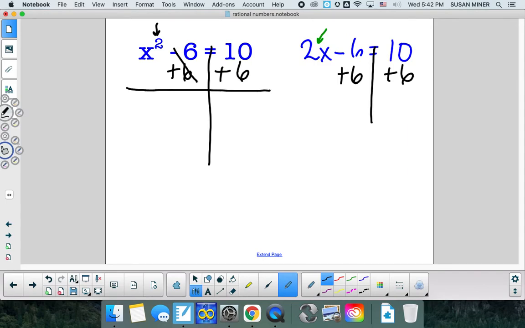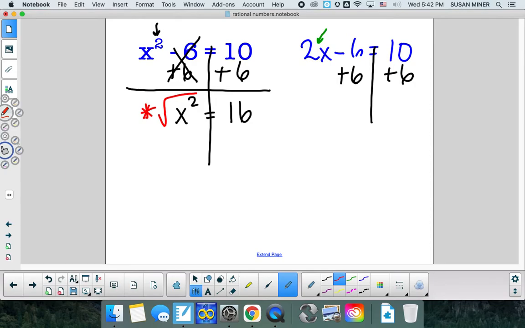So I'm going to get everything kind of away from my x variable first. Get him alone. Okay. So the first thing I want to do is cancel out the subtraction and add 6 to both sides. Then take a look right here. I am going to take the square root of x squared.